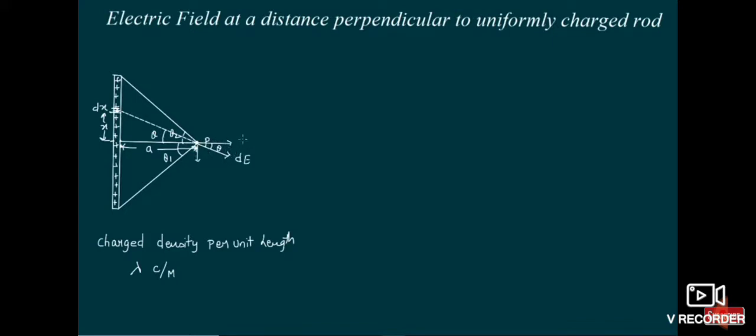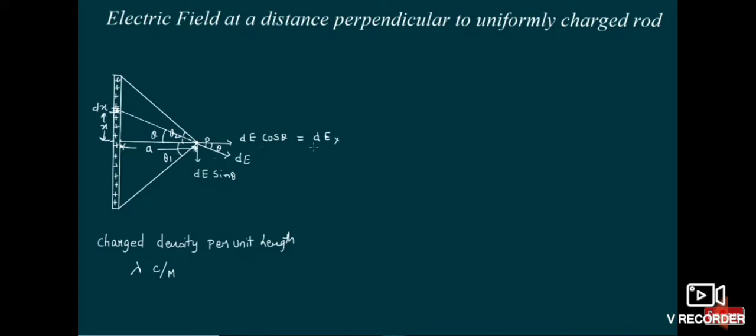The dE is having two components. One is in the x direction, another one is in the y direction. The x direction is having dE sin theta and the y direction is represented by dE cos theta, since the angle made is theta. dE cos theta is the dEx and dE sin theta is the dEy.